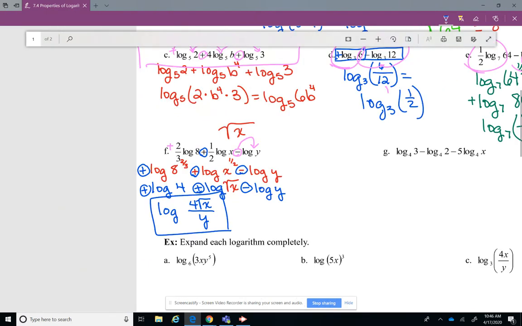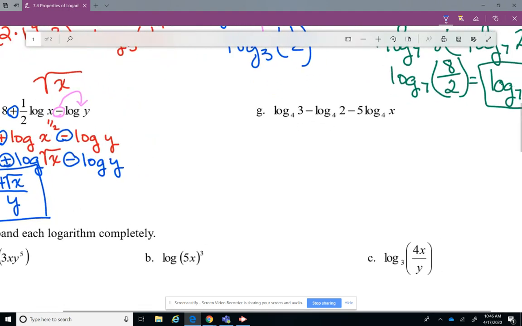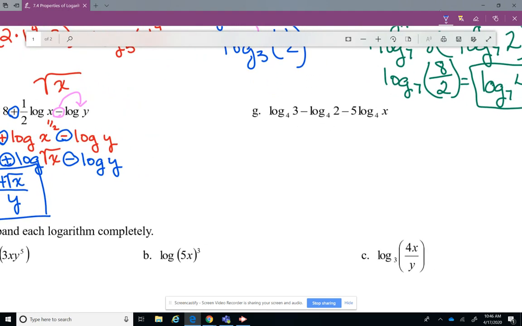All right, let's look at G. Now I see 2 minus signs, so that already tells me I'm going to have 2 things in my denominator. That's what that tells me, just so you know. All right, look in front. Anything there? Nope. Anything there? Nope. Oh, yep, there is. I'm going to have to fix that one. All right, so we're going to have to rewrite.